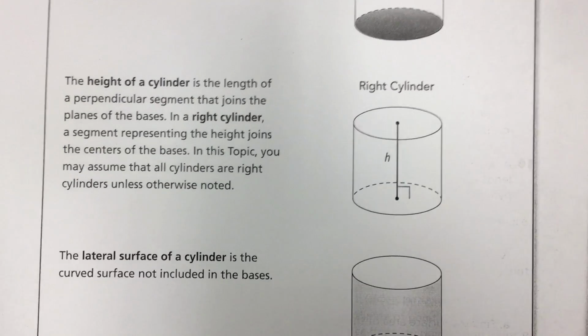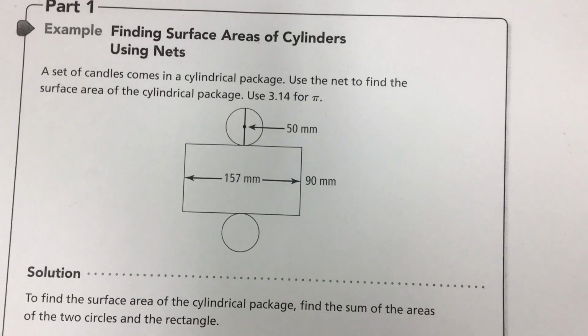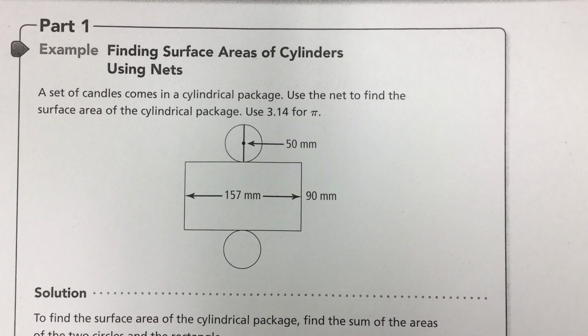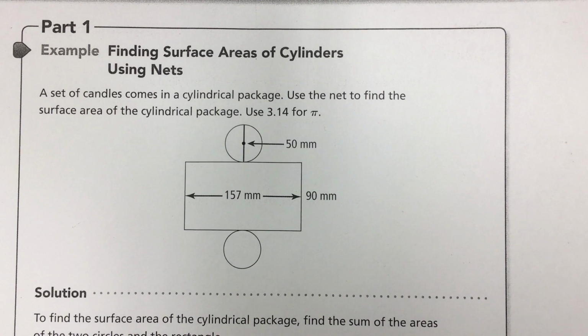So with all of that information, let's begin looking at Part 1, this problem. Finding surface area of cylinders. A set of candles come in a cylindrical package. Use the net to find the surface area of the cylindrical package. Use 3.14 for pi.